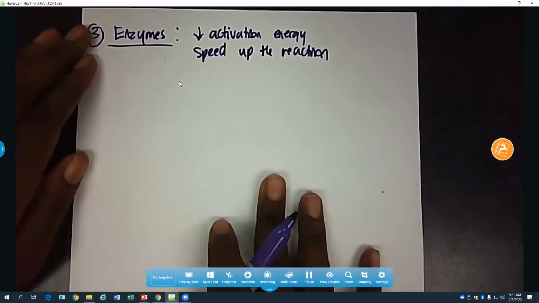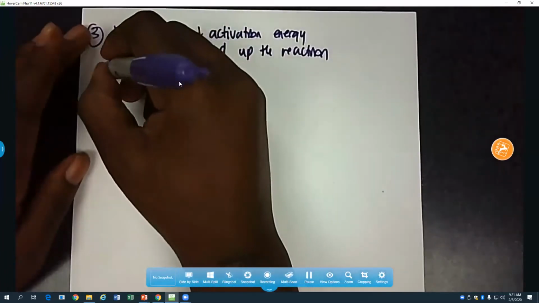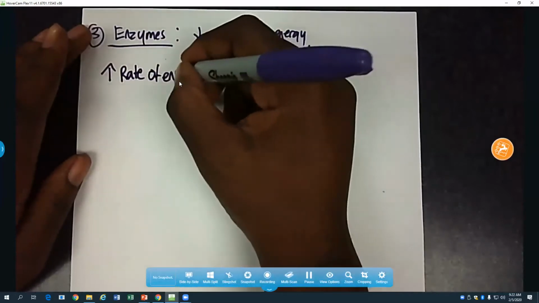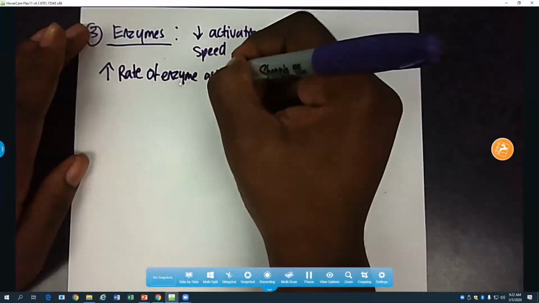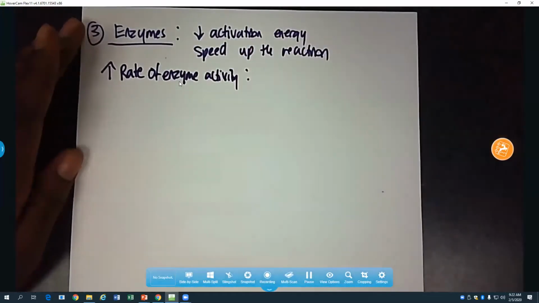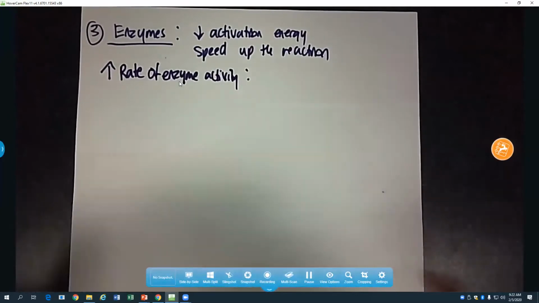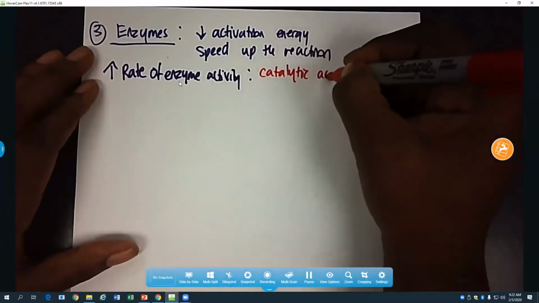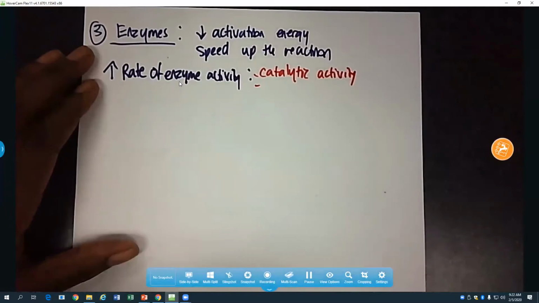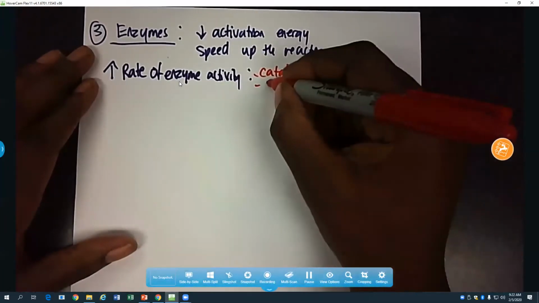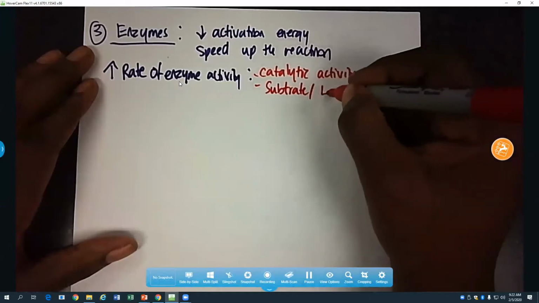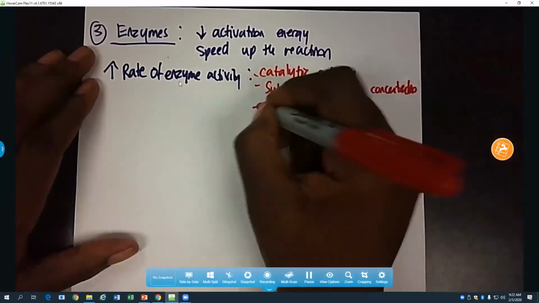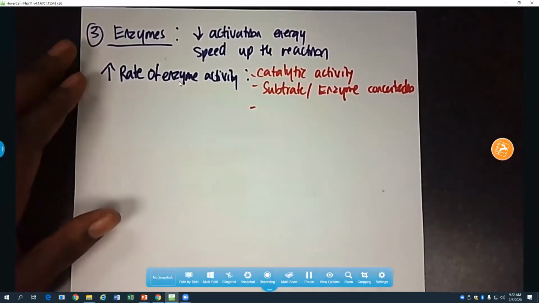Okay. We also said that enzyme rates can increase, so things that affect the rate of enzyme activity. And we mentioned a few things here. So the first one would be the inherent catalytic activity, right? The catalytic activity of that specific enzyme. We also said the relative concentration, so the substrate concentration, the enzyme concentration. Right, those two things affected the rate of the enzyme activity.